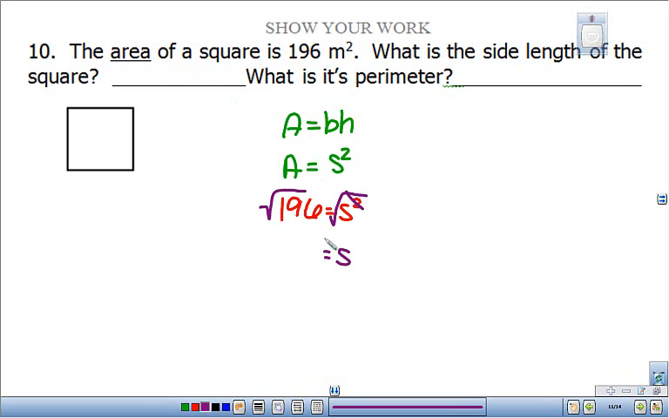And that gives you a total side length of 14, and that is all four sides. If this was meters squared, the length is just meters. Now for perimeter, you would just take 14 multiplied by 4, because that's how many sides there are, so there's 56 meters in the perimeter.